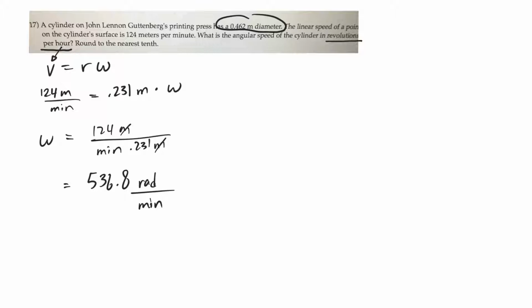Well, this is radians per minute. I've got to change both of those. So I can change the radians into revolutions because 1 revolution is the same as 2 pi radians. So the radians will cancel out. And then for the time, I've got to change minutes to hours. So I know 60 minutes is the same thing as 1 hour. Minutes cancel.